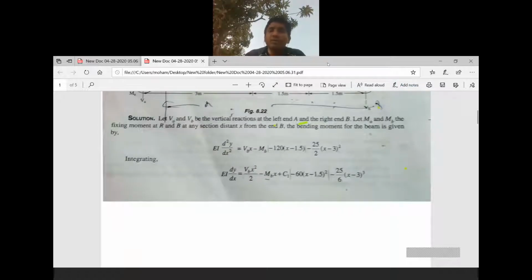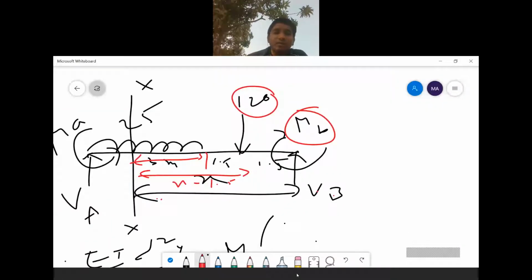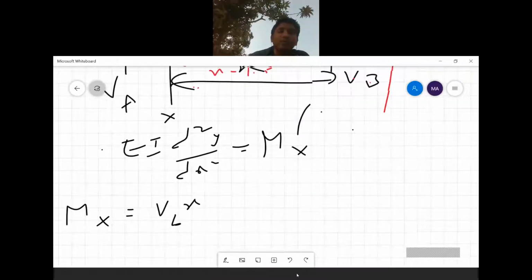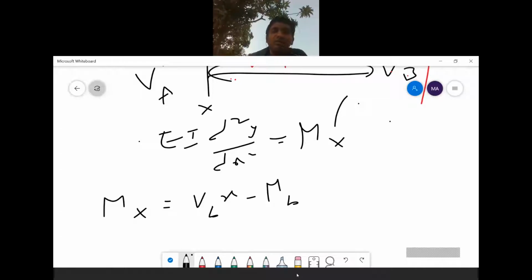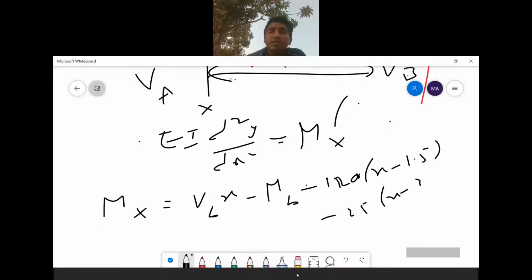You will move it upwards. Then here you are integrating this equation. Here you have Vb into x minus Mb, then you have minus 20 into x minus 1.5, then you have minus 25 into x minus 3 whole square by 2, that one will be x minus 3 whole square by 2.